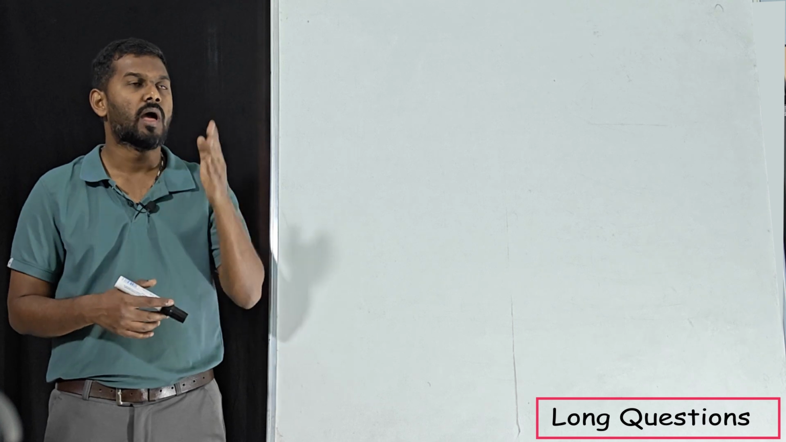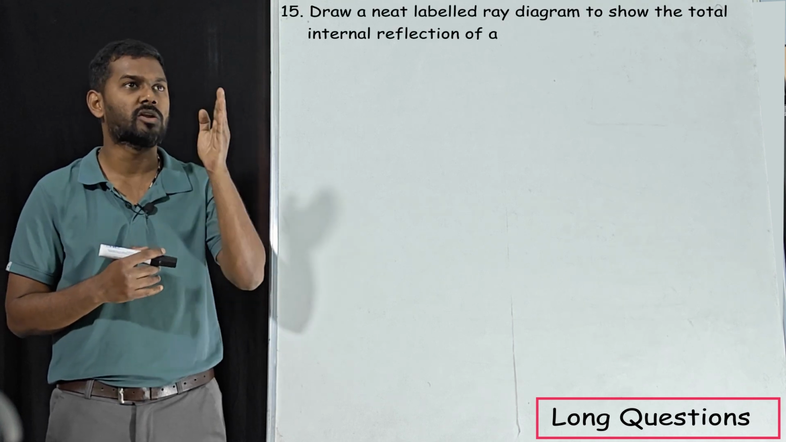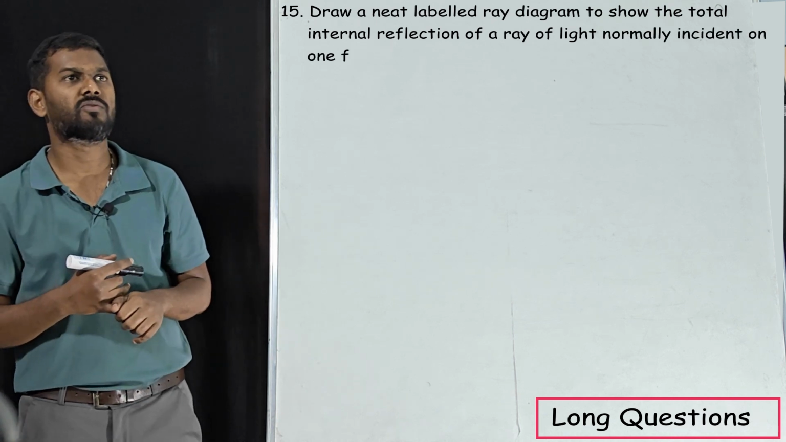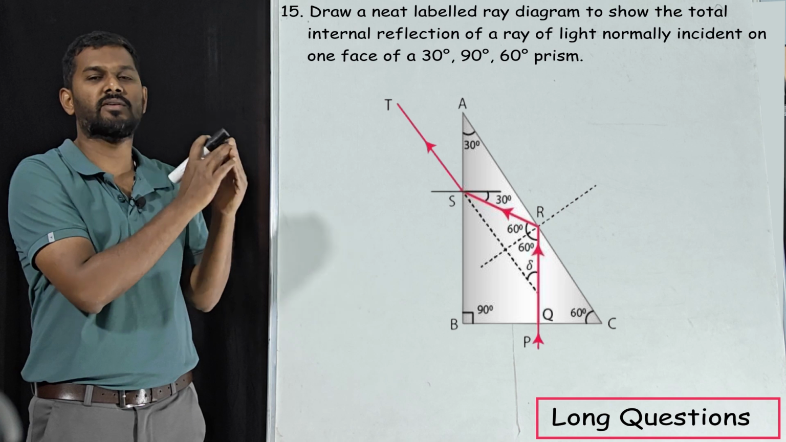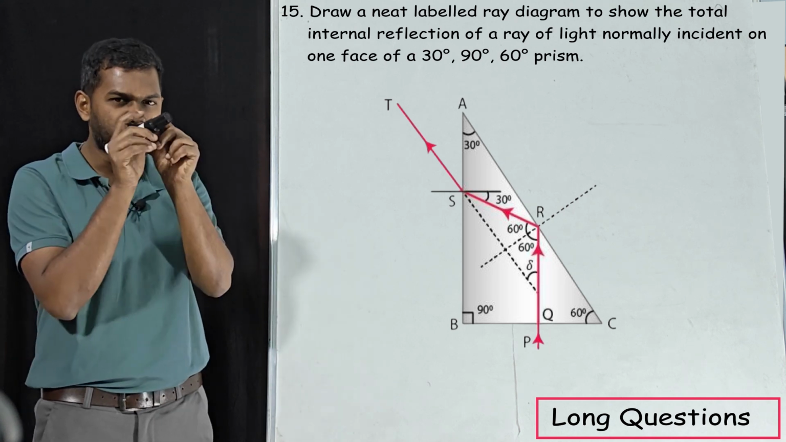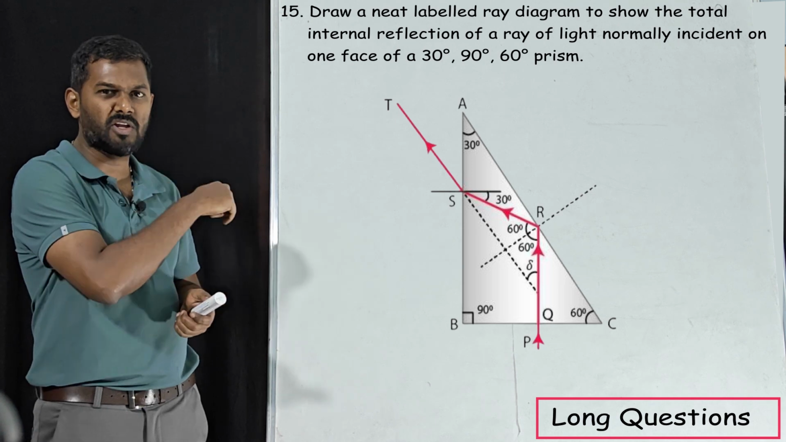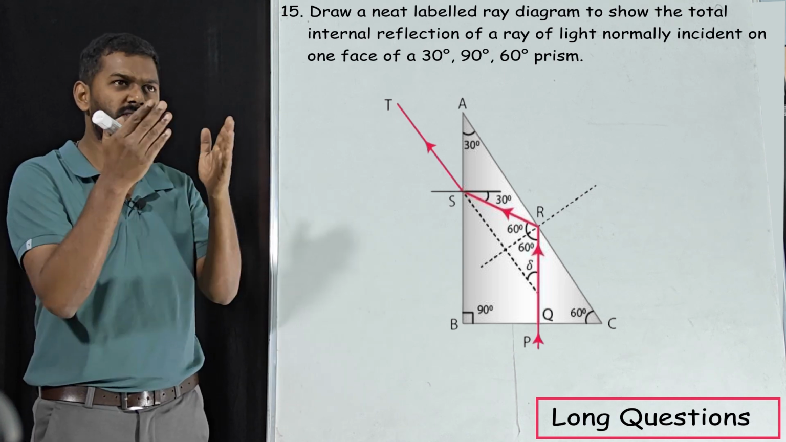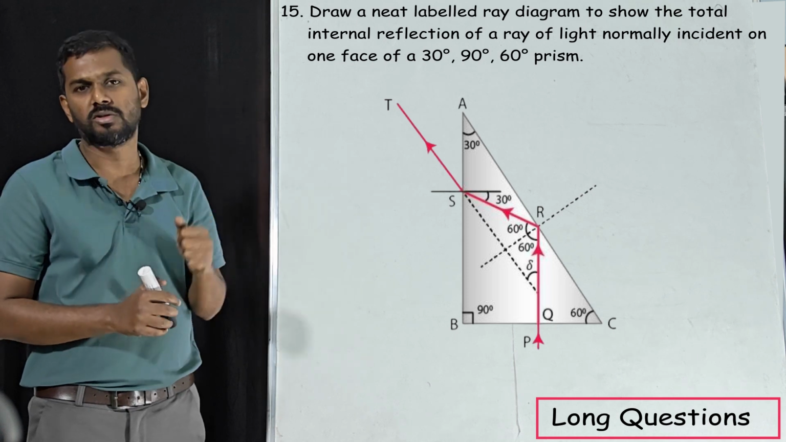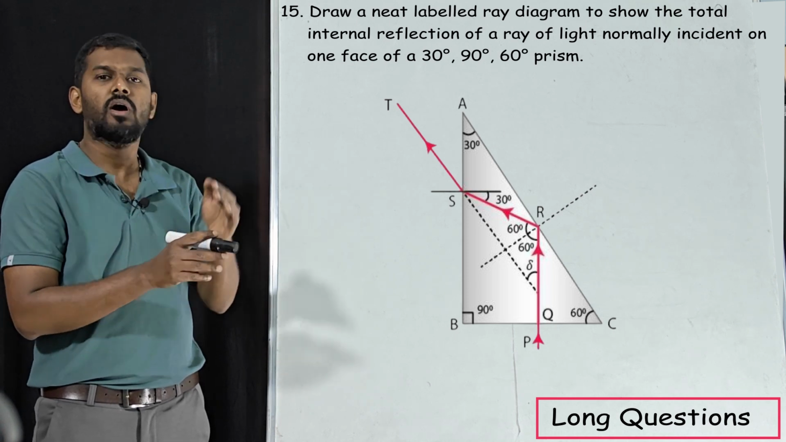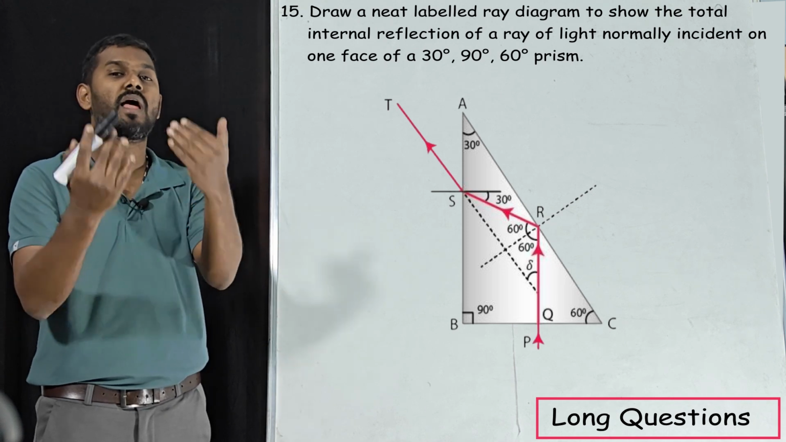Our next question: draw a neat labelled diagram to show the total internal reflection of light normally incident on one face of a 30, 90 and 60 prism. We have solved this question exactly in the concept video. If there is any small change, then we can say draw it. Whenever they give the diagram, we can say complete it. This question we have solved exactly, without any difference, in the concept video. That's why I'm suggesting you to watch the concept video. If you have watched it, then you can skip it because you have already learnt it.